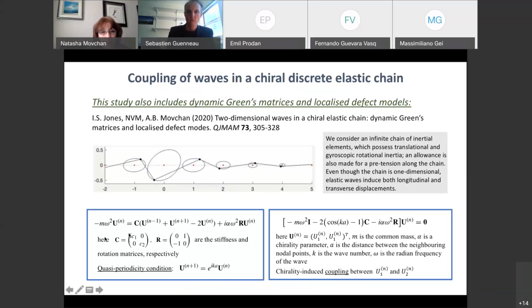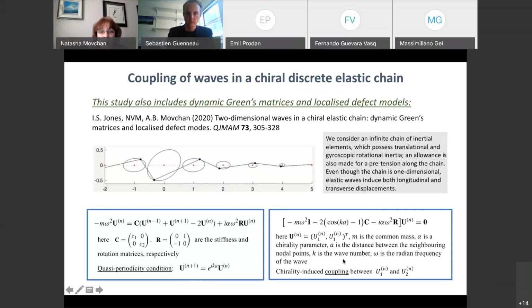The system of equations we have here says that although our chain is geometrically one-dimensional, the elastic waves which we will have in such a chain will have both longitudinal and transverse components. Hence, we have this vector U, which has two components. We again use the quasi-periodicity condition and look at the time harmonic waves, of course, and write down the list of equations in this particular form.